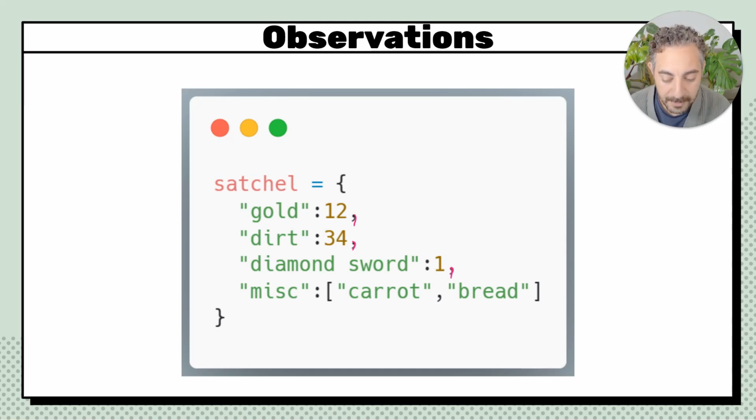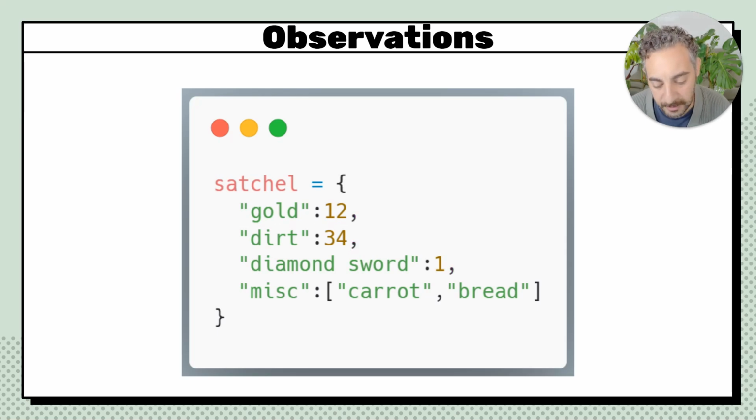So rather than items being indexed, like in a list, for example, the first item would be 0, the second item would be 1. Instead, what we have here is we have items that are not indexed. Instead, they're given keys. So the first item here, as if this was my Minecraft inventory, is gold. And gold, after the colon here, you can see holds the value of 12.